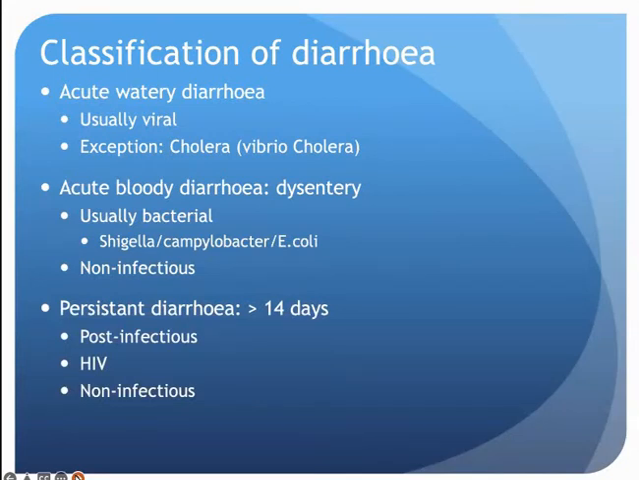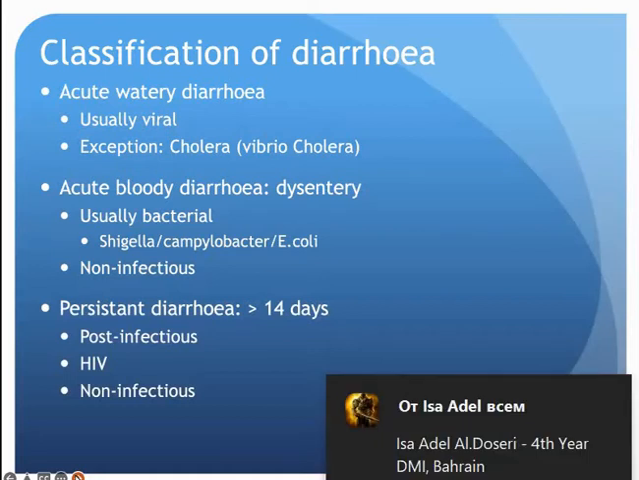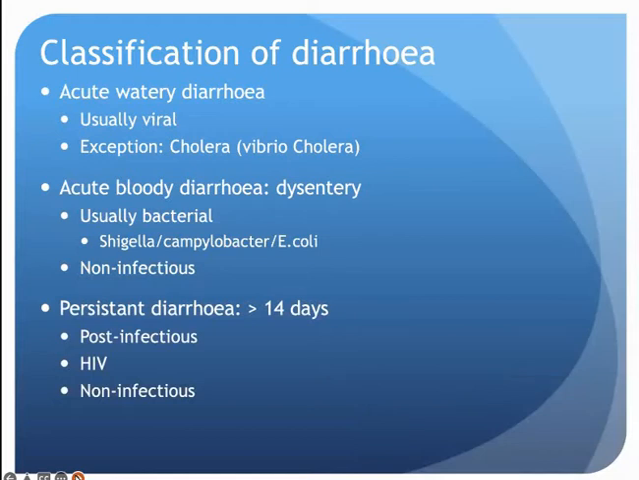If you do not have an infectious cause for your acute bloody diarrhea, you do need to think about non-infectious causes. And then you have persistent diarrhea. The causes are post-infectious, which is common, and HIV, which in parts of the world is common, and it's important to remember this if you have persistent small bowel watery diarrhea, and then you have your non-infectious causes.